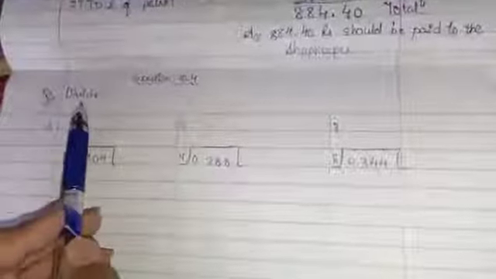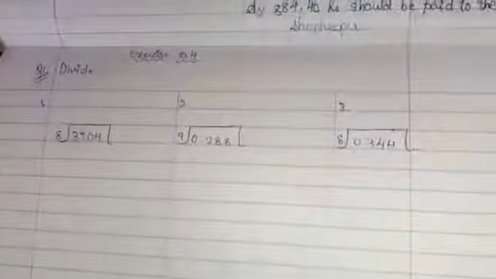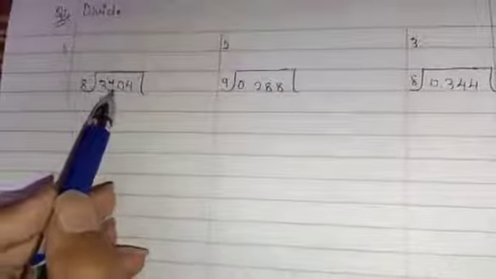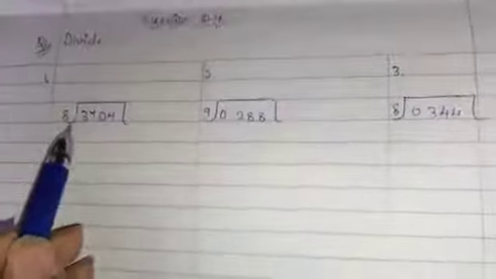Question number 1, divide. Till now we have learned addition, subtraction, multiplication. Now we will learn about the decimal. We will learn divide, how to divide if we are having decimal numbers with us. So question number 1 is here: 337.04 should be divided by 8.